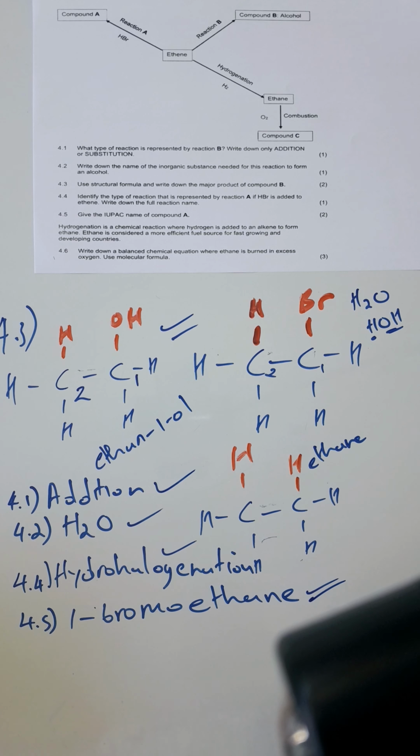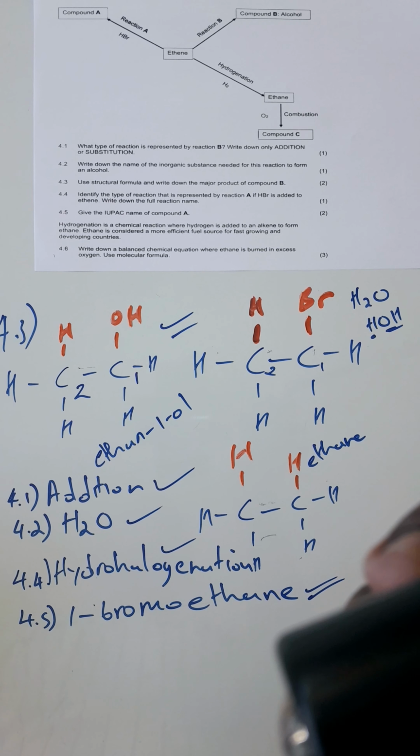2 for this one. Okay. Now 4.6 says write down the balanced chemical equation where ethane is burned in excess oxygen. It's a combustion reaction there. Now let's see what we can do here.